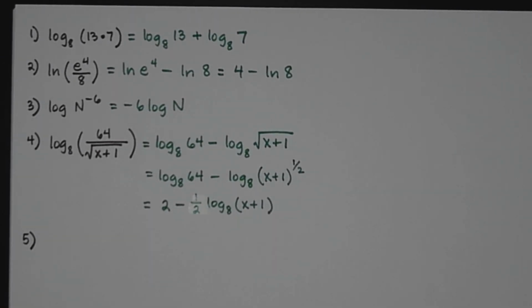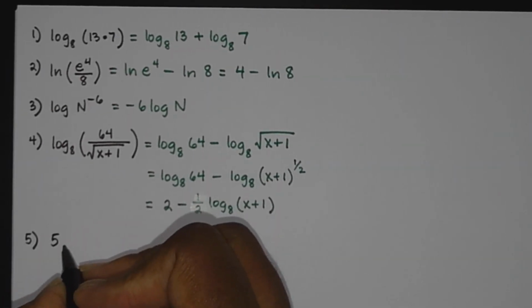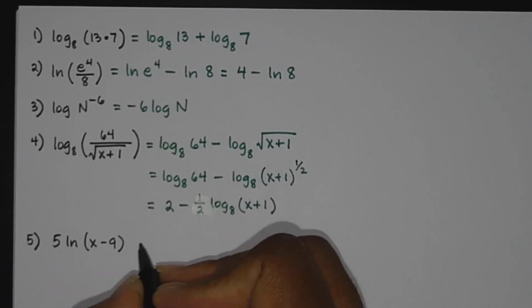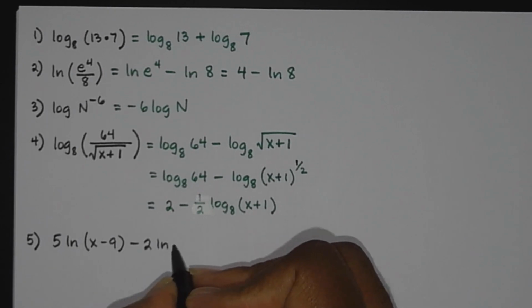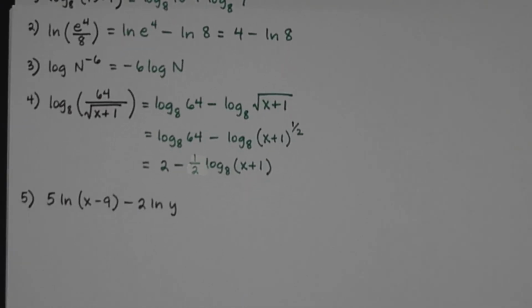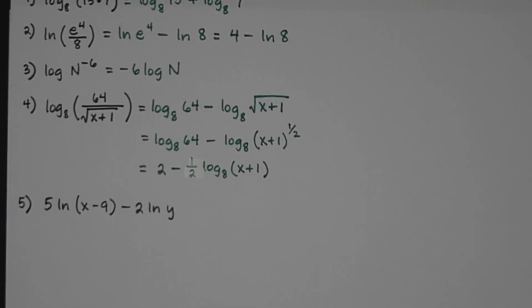Now in problem number 5, we're to use the properties of logarithms to condense the logarithmic expression, which is 5 ln of the quantity x minus 9 minus 2 ln of y. And then we're going to write the expression as a single logarithm with a coefficient of 1. Whenever possible, we're going to evaluate the logarithmic expression without the use of a calculator.